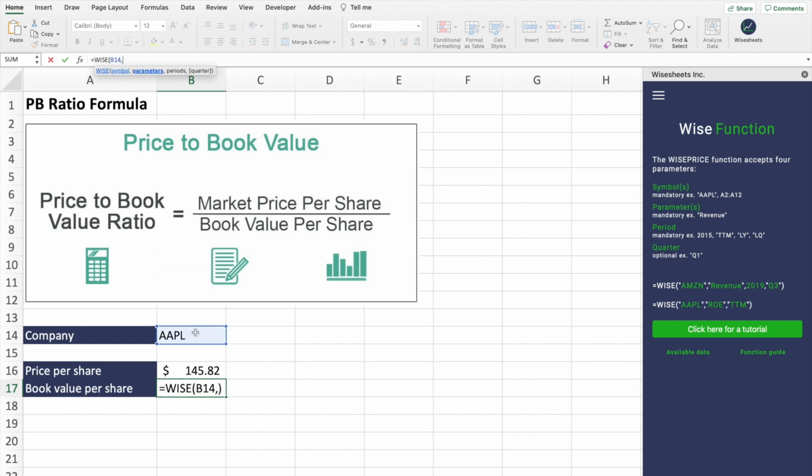So we're gonna use the Y's formula. This is gonna be the ticker, the parameter, book value per share, and then the period. We are gonna do LY, so this is the latest fiscal year of data available.